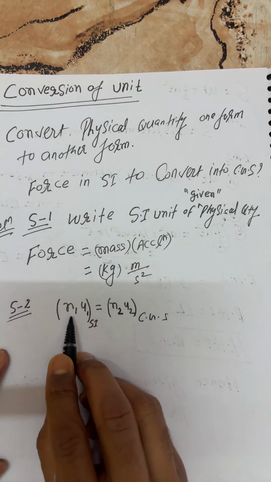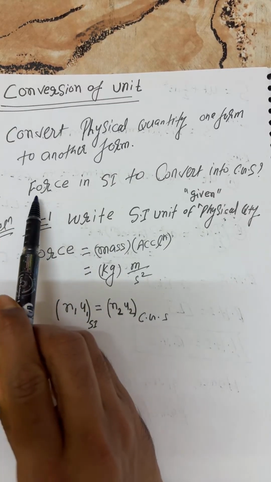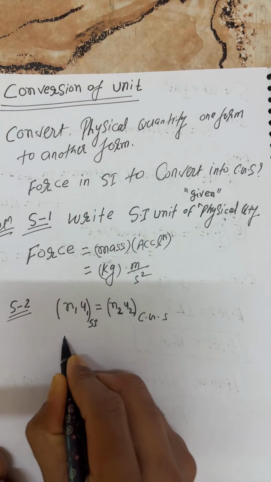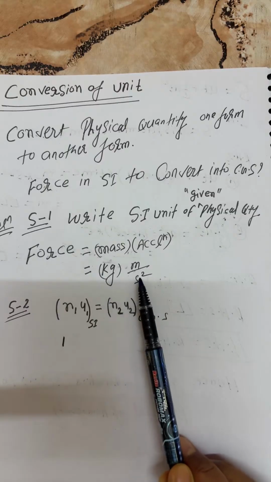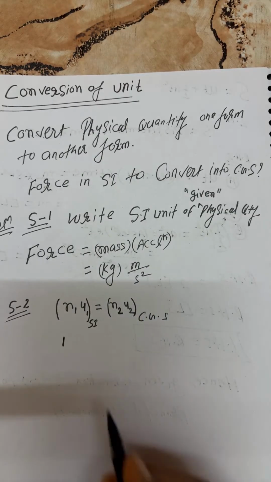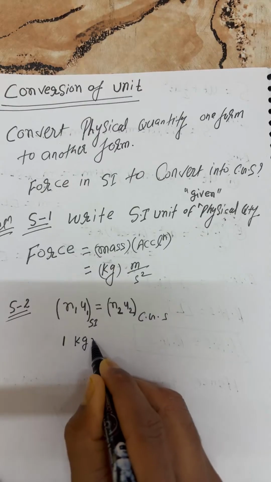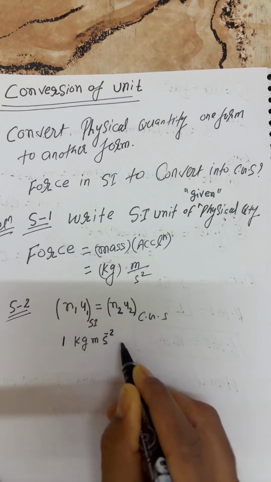N1 is what? Numerical value. So how many quantities of force are mentioned in the question? Only one. So you can write n1 is equal to 1. U1, you can write the same quantity's unit. So what unit did we find? Kilogram meter per second square. So you can write kilogram meter s to the power minus 2.